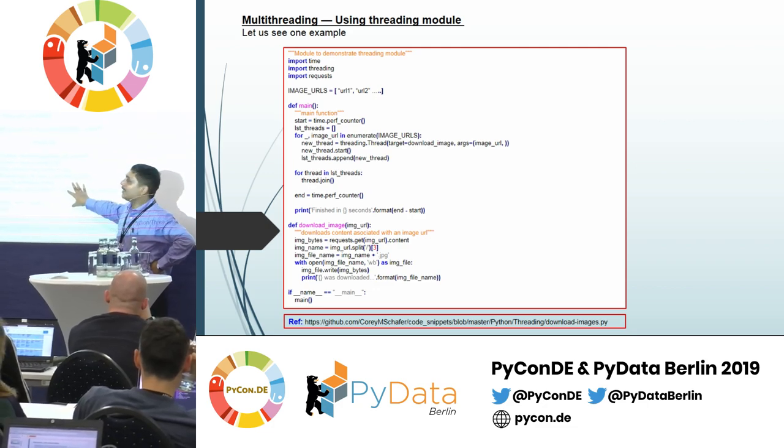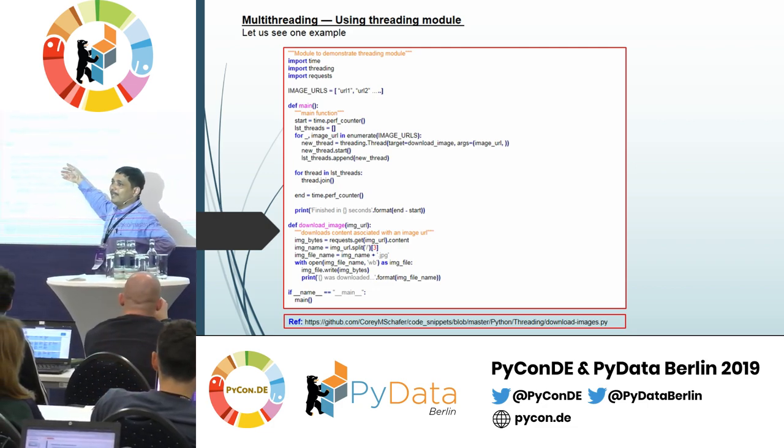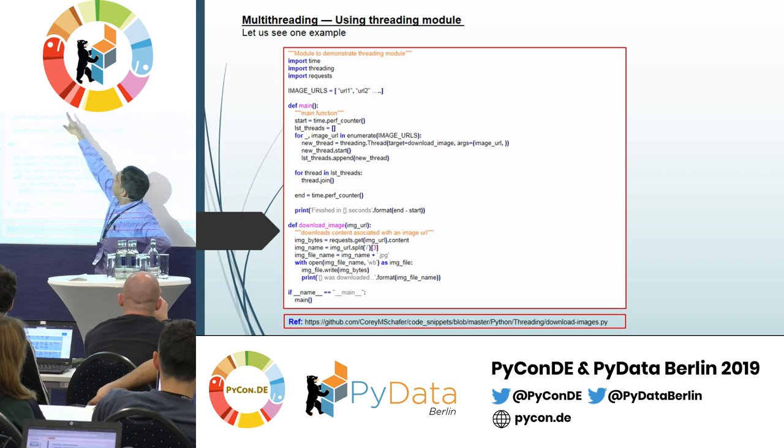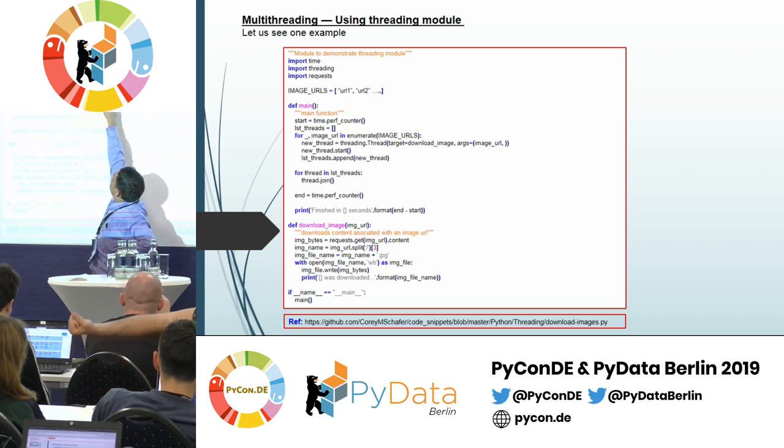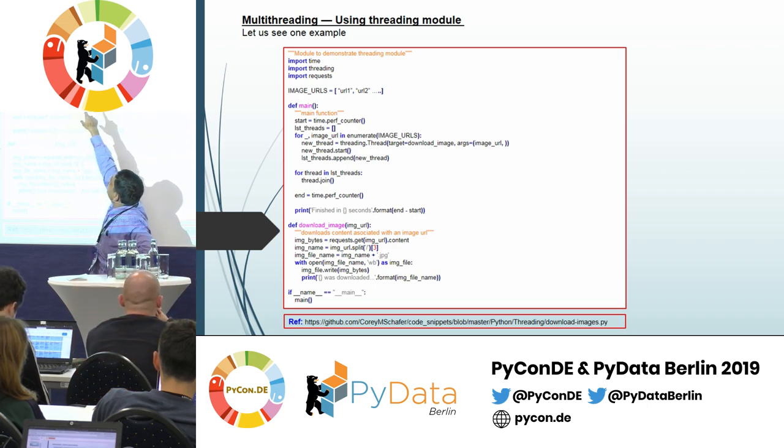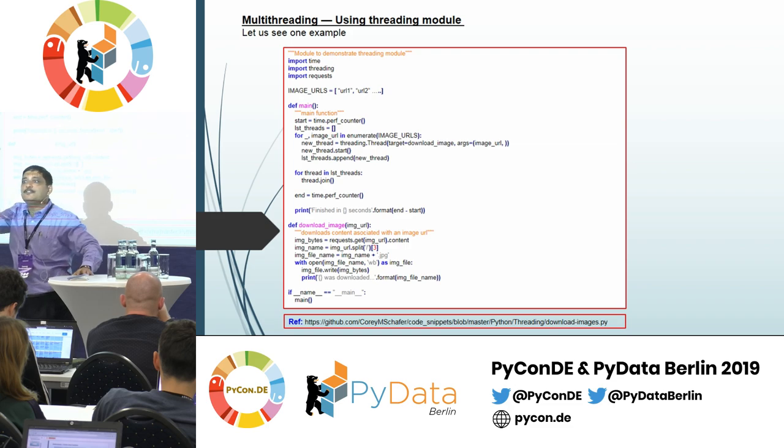Download image is a function. This function will be invoked by every thread. And how many threads are getting created? That depends on image URLs; there are some URLs, and you can put some URL. So if you put 10 URLs, 10 threads will be created.